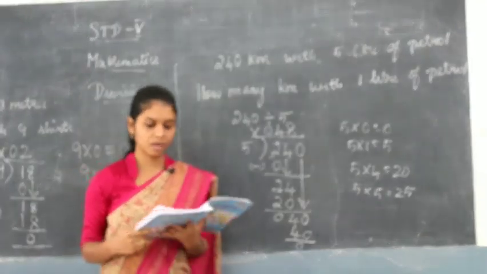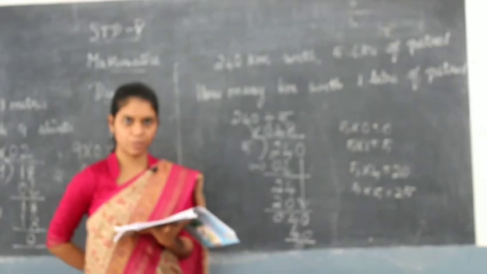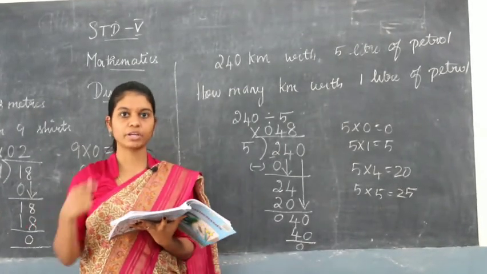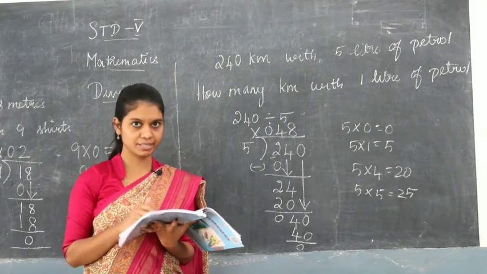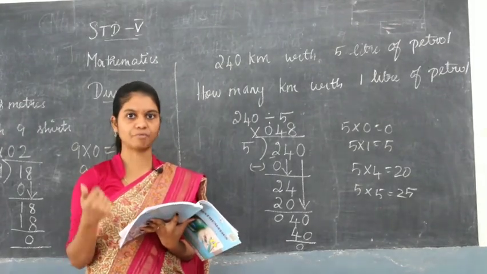Okay, so there are 3 more sums in the same way. What you wanna do is you are going to read the question carefully and then understand what the question is telling. After that you have to solve.